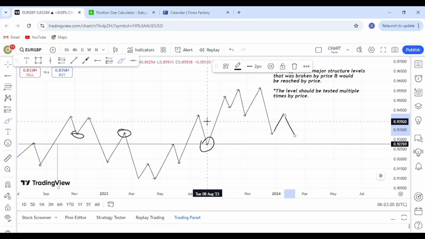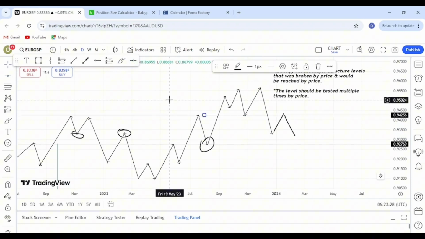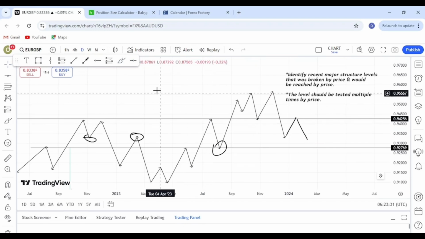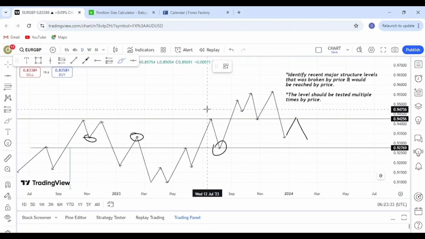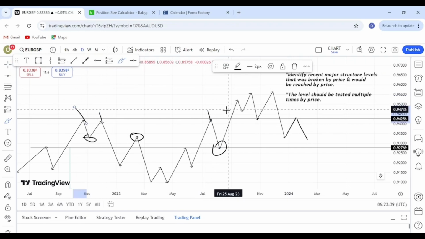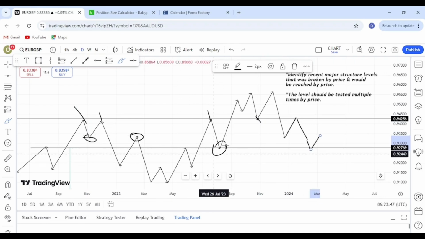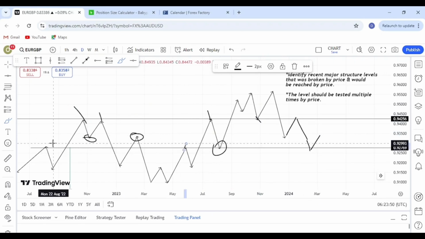Now, if you're looking for sells from that level, was that level tested by price multiple times? Yes. We have one, we have two, we have three. I see three times this level was tested by price, and also here two. Now, looking for buys at this level, was this level tested by price multiple times? Yes, we have one, we have two, we have three here. You see several times price came to test this level. So that makes this level very significant.